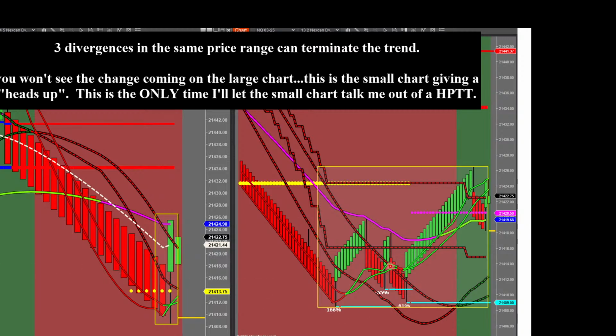There is one termination condition that you're going to see on a small chart. And guys, it's 3 divergences. Divergence is a loss of momentum. That's all it is.